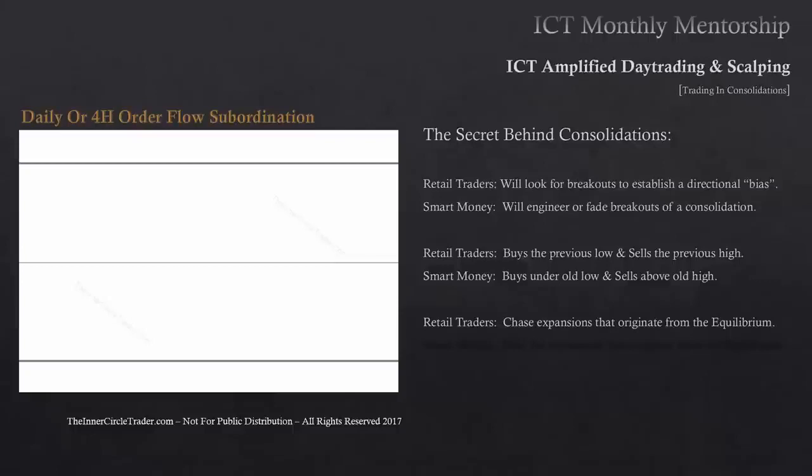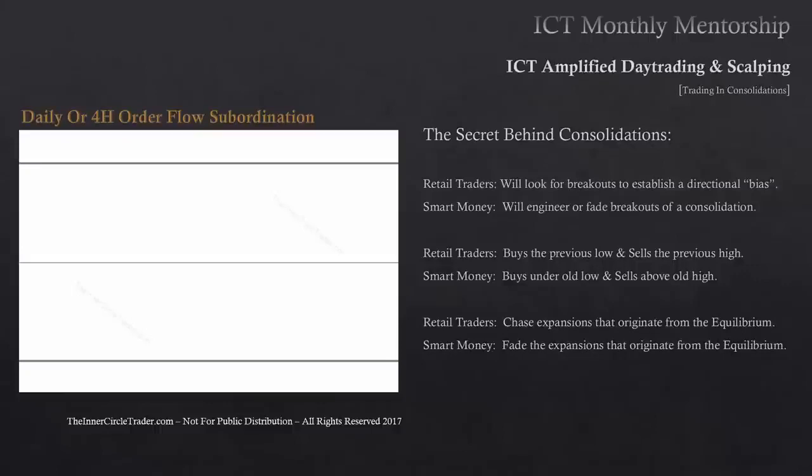Retail traders chase expansions that originate from the equilibrium, and smart money fades the expansions that originate from the equilibrium. Now, let me explain this a little bit more clearly.